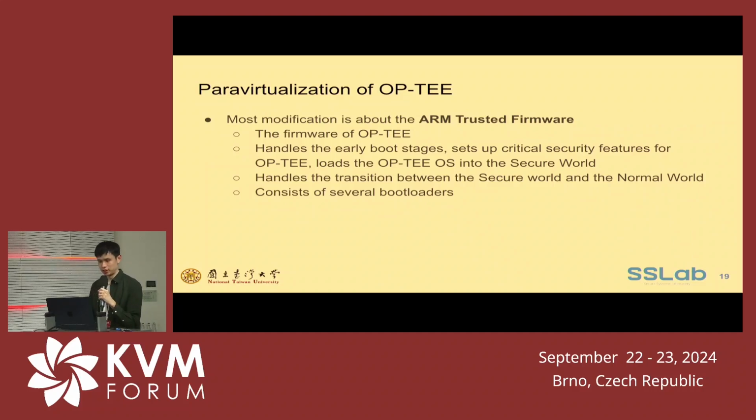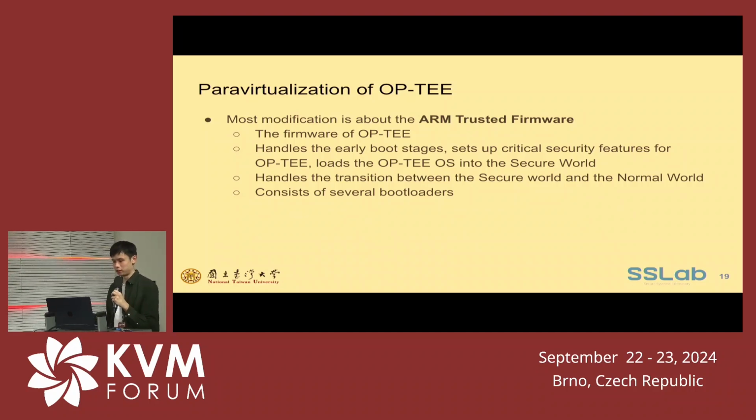Next, I'll introduce the paravirtualization details of ARM. Most modifications we made to ARM are about the trusted firmware, which is the firmware of ARM. It is responsible for the boot process for ARM, including initializing the hardware, managing the security features, and loading the ARM OS into the secure world. In addition to managing the boot process, trusted firmware is also responsible for handling SMC for ARM and thus managing context switching between the secure world and the normal world.